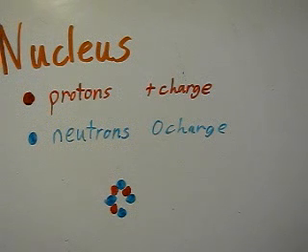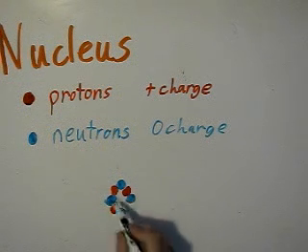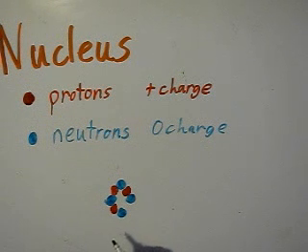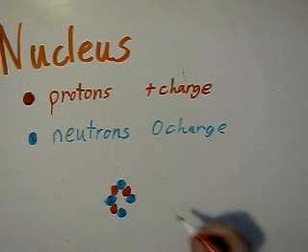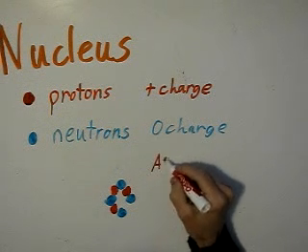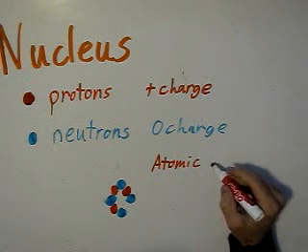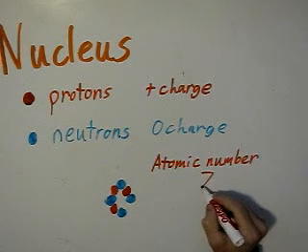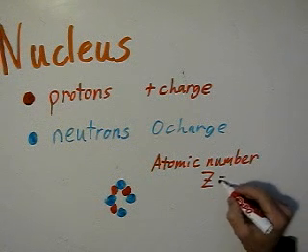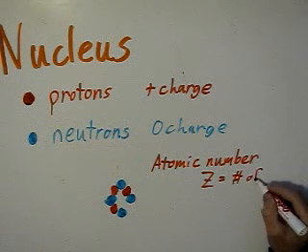Now, we can say a few things about this nucleus here just by counting up the number of protons and neutrons. All that we know about any nucleus, or most of what we know at any rate, is just found by counting up the number of protons and neutrons. So there are a couple of terms that we use for the numbers of protons and neutrons. The most important one is called the atomic number, and it's called Z. Z is equal to the number of protons.